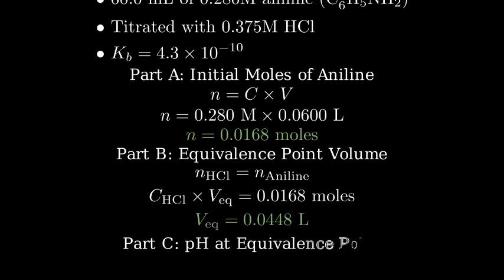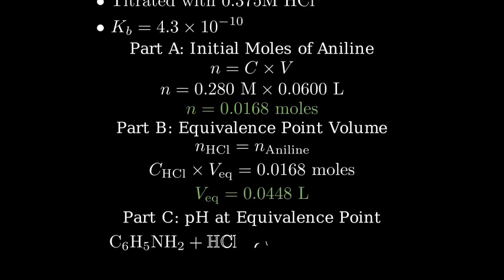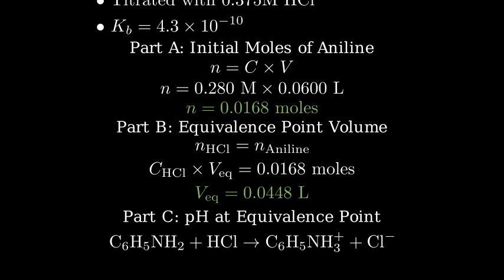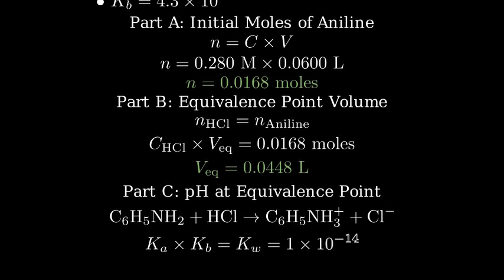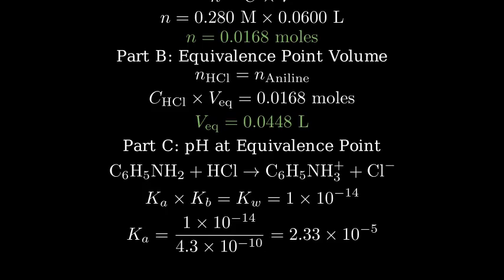Finally, let's tackle part C, finding the pH at the equivalence point. At equivalence, all aniline is converted to its conjugate acid, C6H5NH3+. First, we need to find Ka using the relationship Ka times Kb equals Kw. This gives us Ka equals 2.33 times 10 to the negative 5.